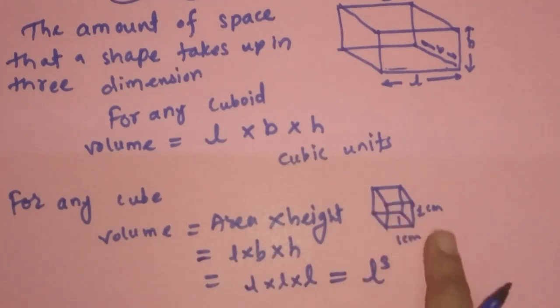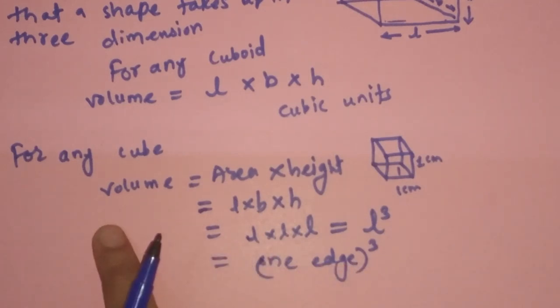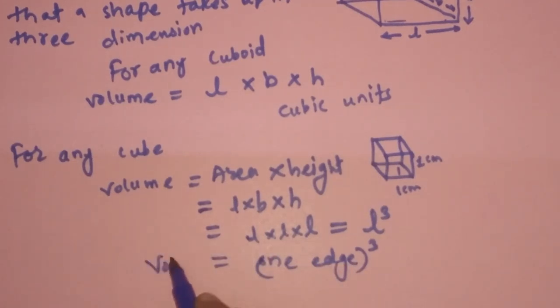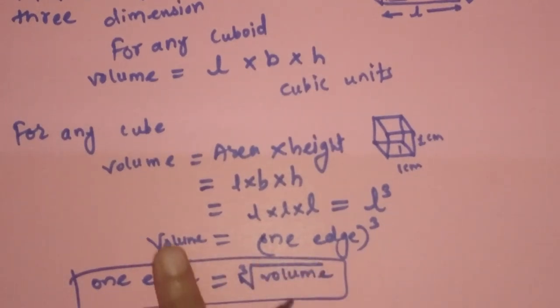For a cube, all the faces are equal, so you can have this formula. You simply take any one side or edge and cube it to find the volume of a cube. And suppose the volume is given and you want to find any one edge of the cube, then it is nothing but the cube root of the volume. So this is also one formula: if an edge has to be found out, you take the volume's cube root.